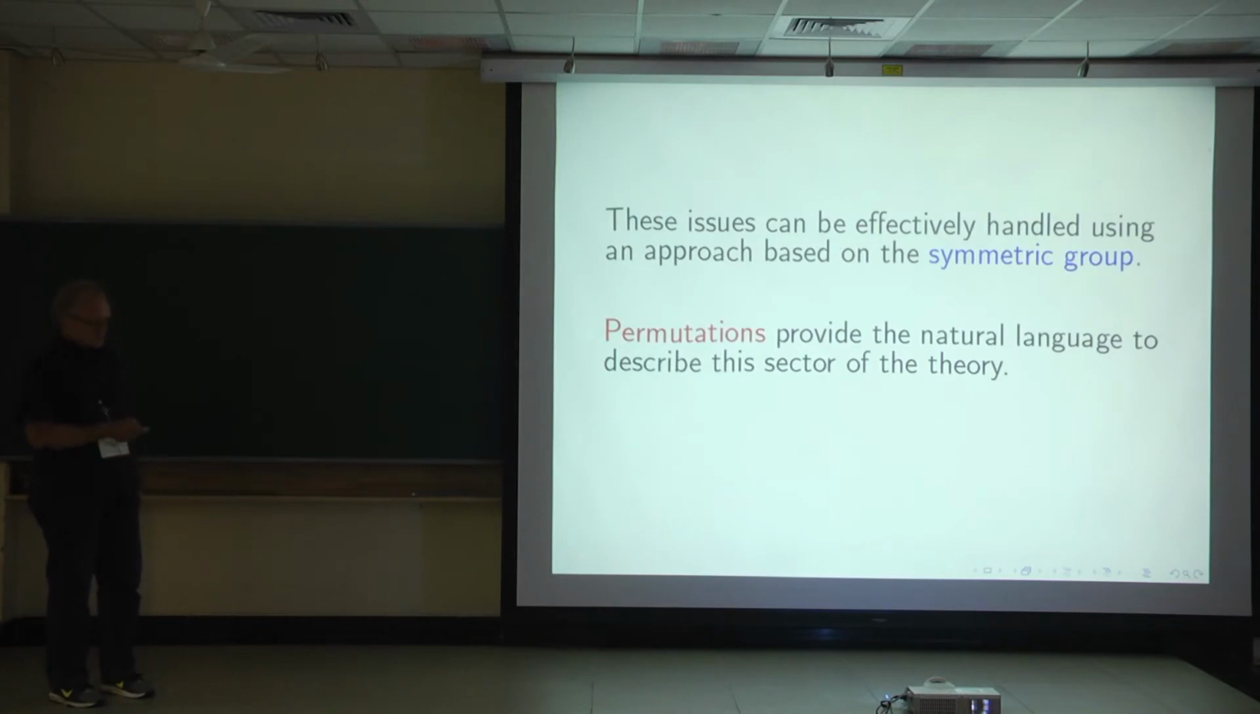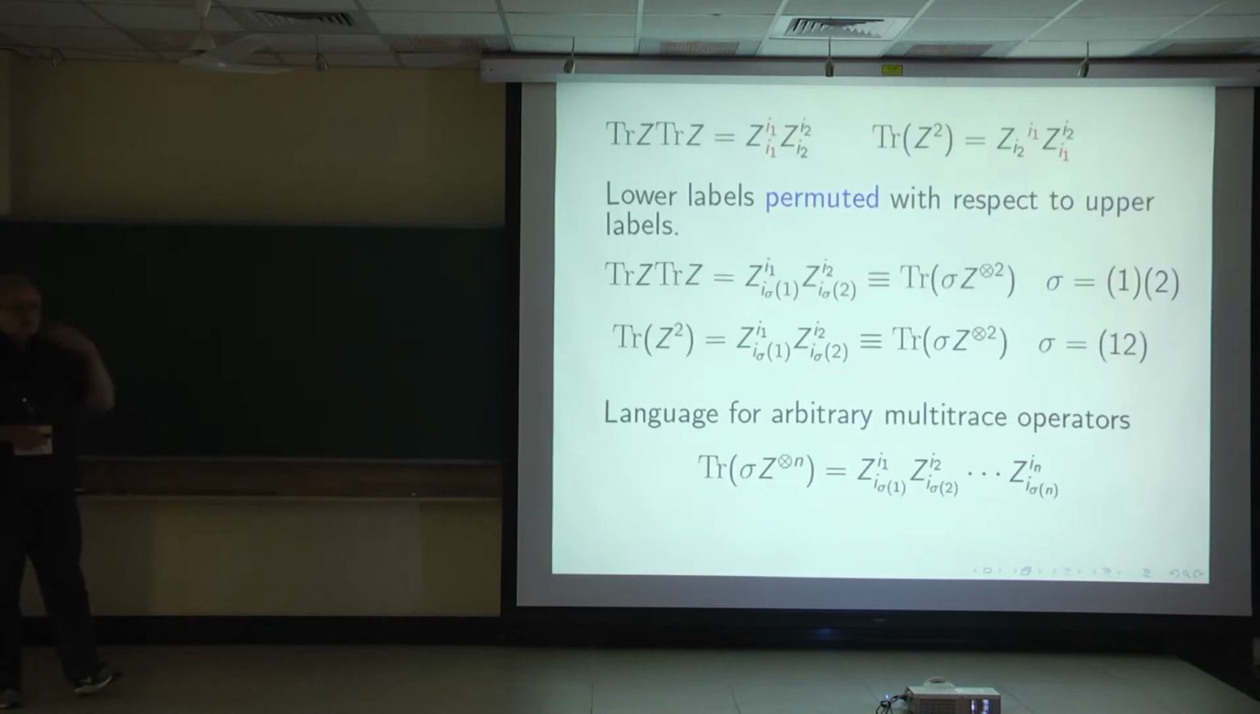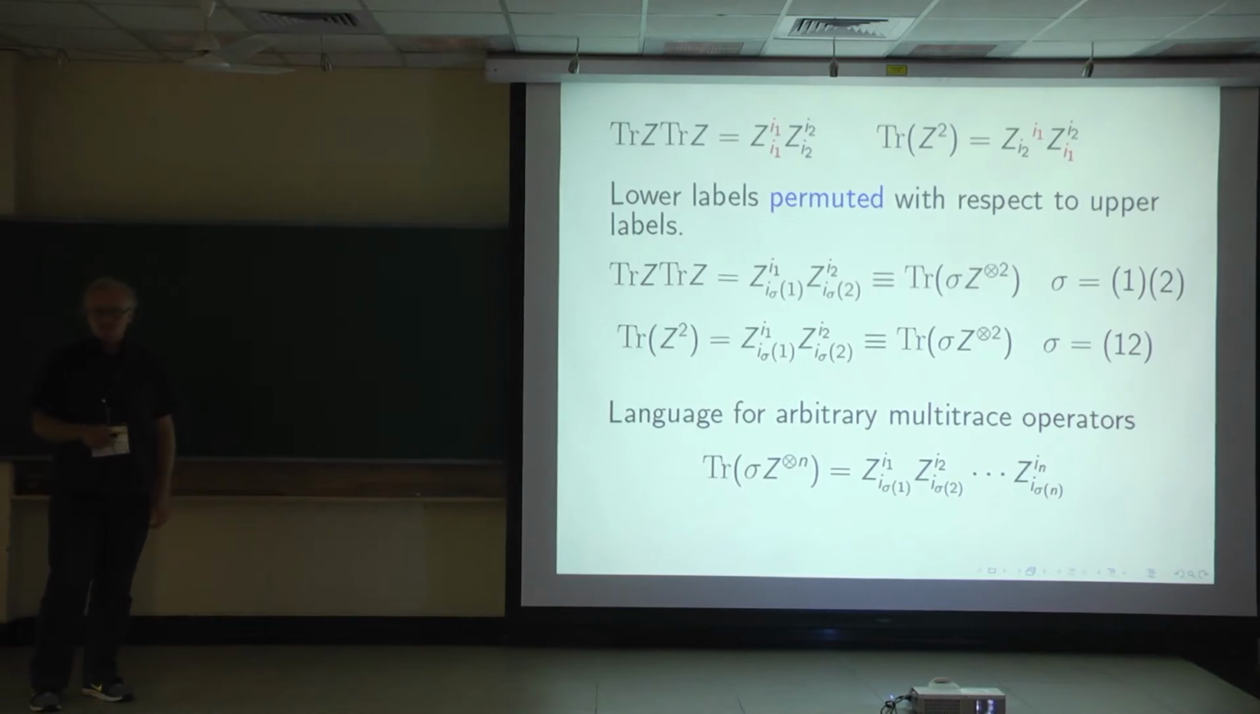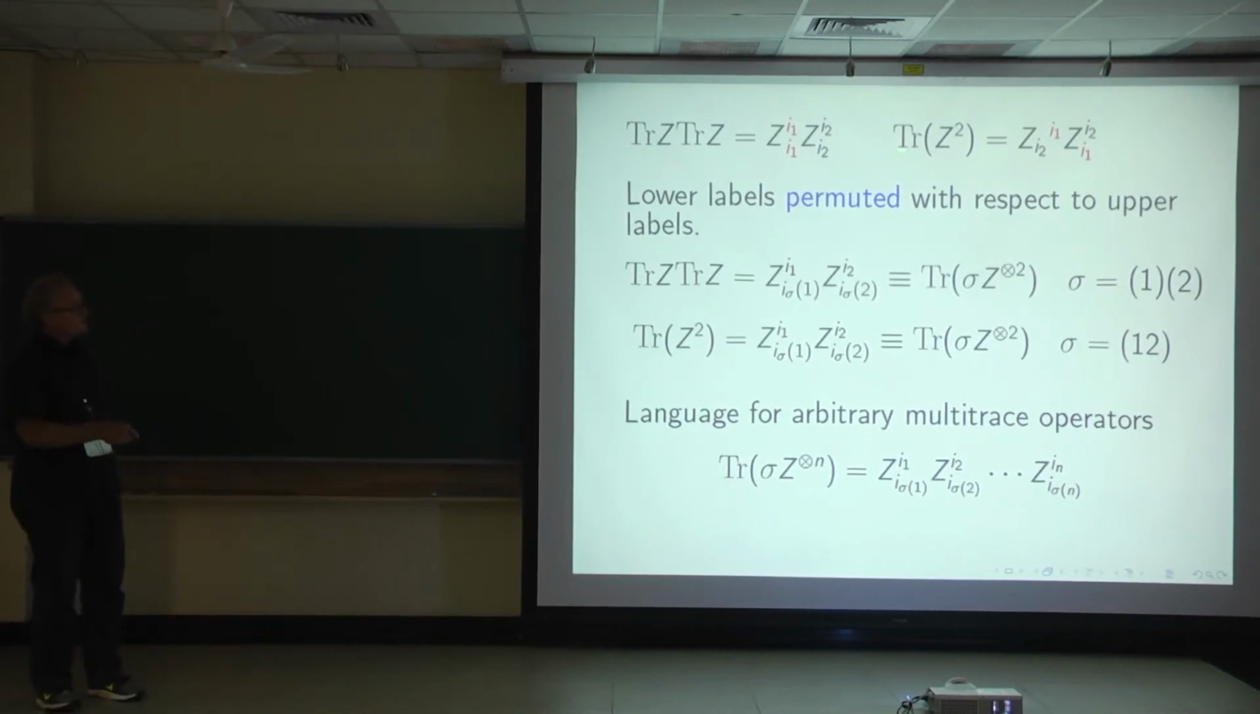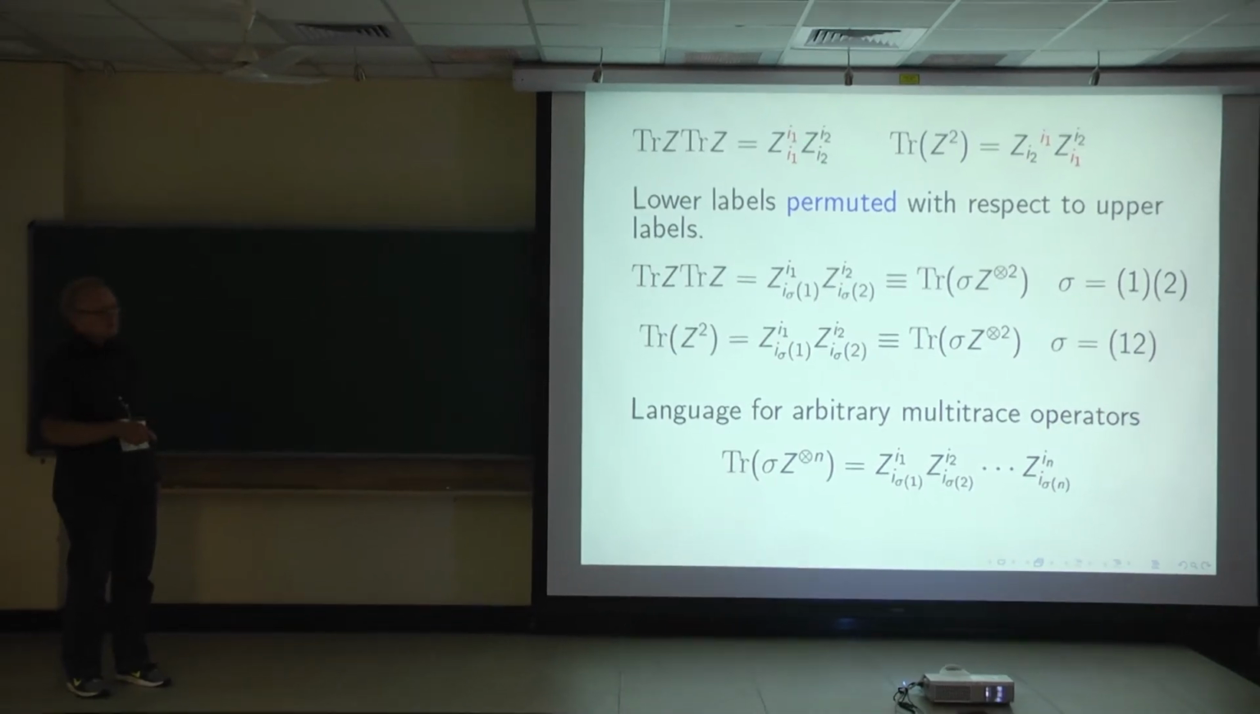Well, I'm going to argue that you can deal with these problems rather effectively using an approach based on the symmetric group and using representation theory of the symmetric group. And secondly, I'm going to argue that permutations actually are the natural language in which to talk about this problem. So why permutations? Well, permutations give you a very natural way to talk about multi-trace structures. So here I've got operators with different multi-trace structures. What's the difference between them?